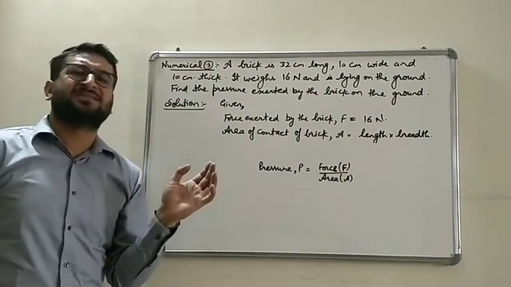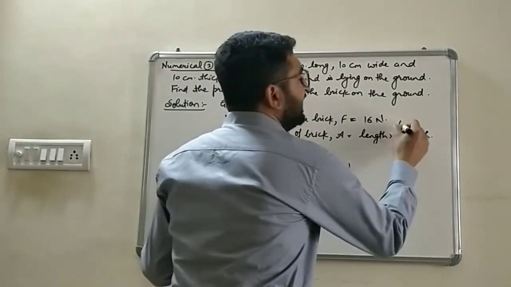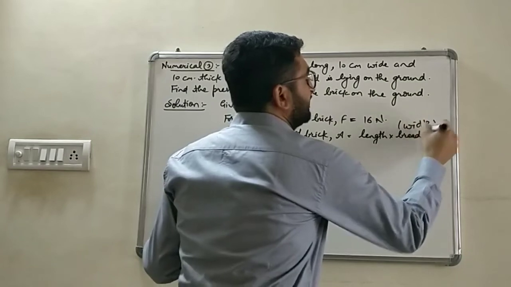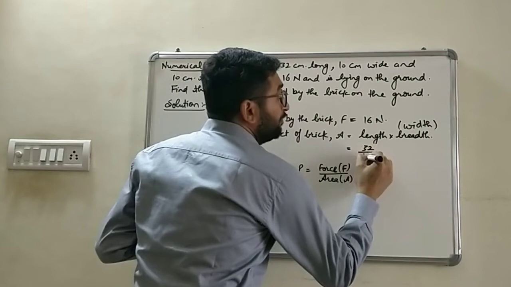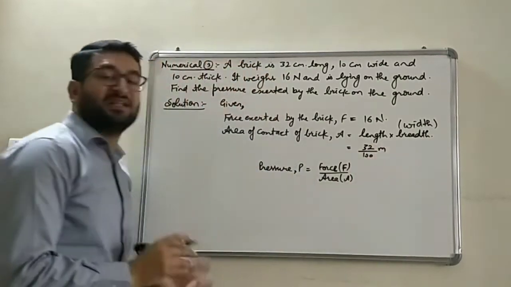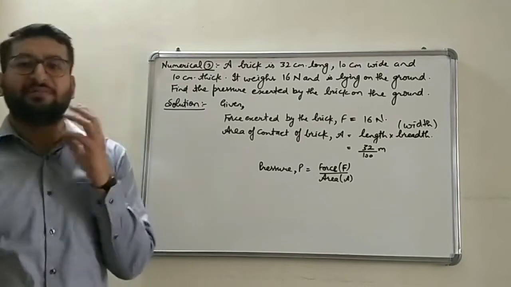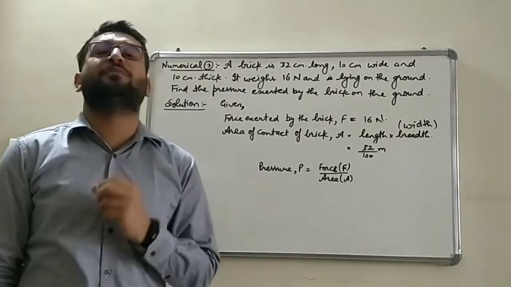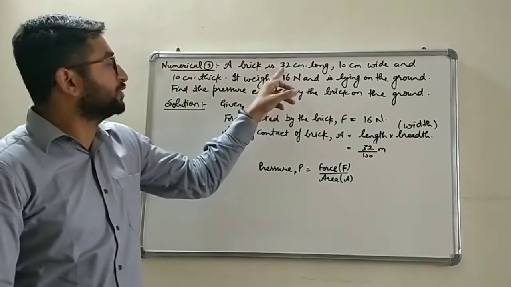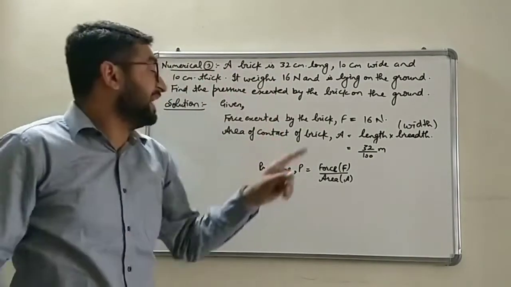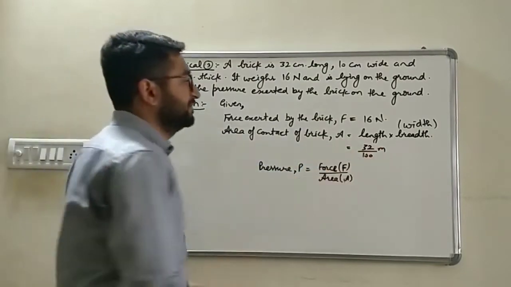When it lies, for the area of contact we take length into breadth, or you can say length into width. The length is 32 centimeter. We'll convert it into meter first. For meter, we have to divide the centimeters by 100. If you want to convert centimeter into meter, we have to divide that quantity by 100. So for 32 centimeter to be converted into meter, we divide 32 by 100.